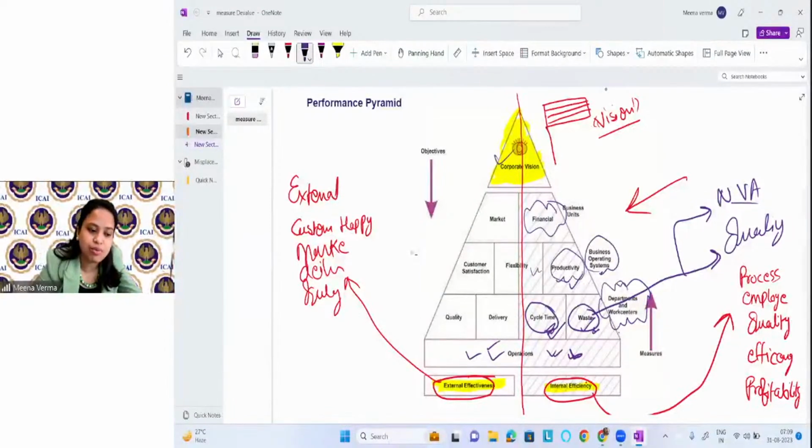Now, what is the corporate vision here? Whatever corporate vision the company may have, to achieve that vision, the company would have to focus on internal efficiency. Internally, the company is very efficient. So the company should focus on internal efficiency. On the other hand, external effectiveness, meaning outside. So outside means what you are delivering to the customer, right? Is it a quality product or not?